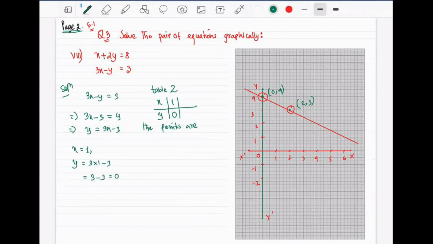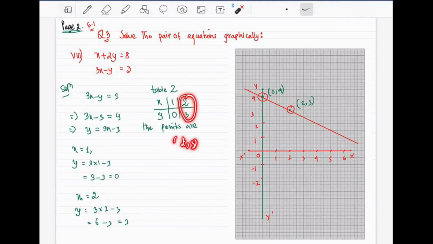Let's take one more point. Let's take x = 2. Then what is the value of y now? y = 3 × 2 - 3. So we have 6 - 3, which is 3. When x = 2, y = 3. Let's put it here. x is 2, y is 3. What are the points then? This point, (1, 0), right? What about this? This is (2, 3). So the points are (1, 0) and (2, 3).